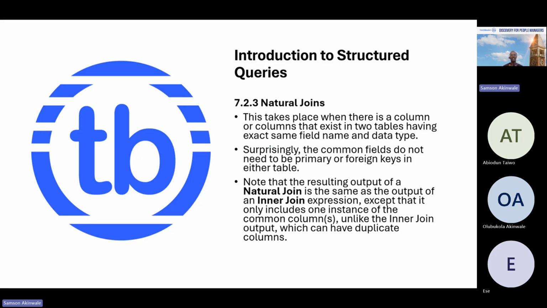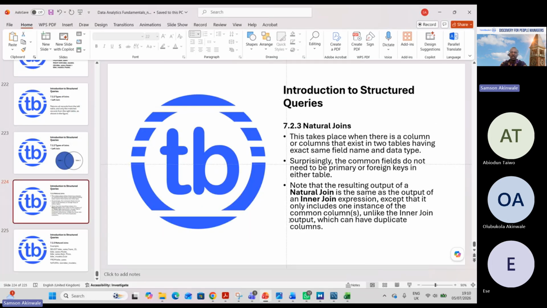So the natural join has a resulting output that is the same as the output of the inner join, just the same way it was pulled out, and I'll quickly demonstrate that soon. The only point of difference is that it includes one instance of the common column, but the inner join has a duplicate of the column, or the instance in the join.